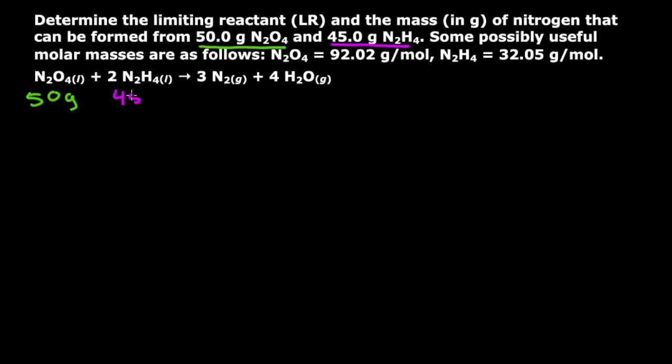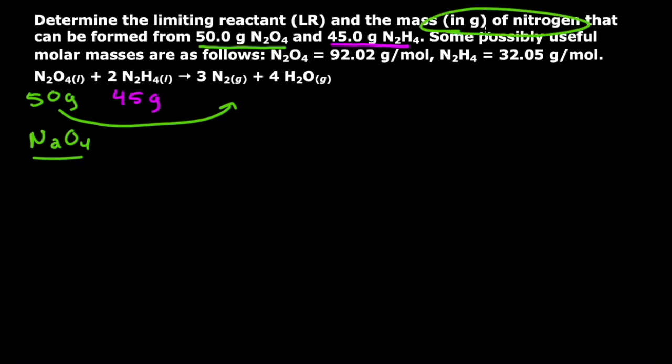I like doing this because it lets me know how much of this one I've got and how much of this one I've got in units of grams and not moles, and it just helps me keep everything in order. So I'm going to do the N2O4 right here, and from this chemical I can either go to the N2 or I can go to the H2O. It doesn't matter which one I pick, but I'm going to pick the N2 just because the problem is specifically asking how many grams of nitrogen I'm going to get. So I'm going to go to this N2 right here.